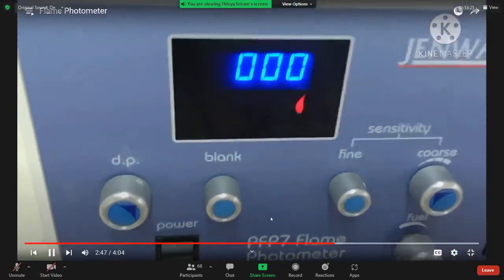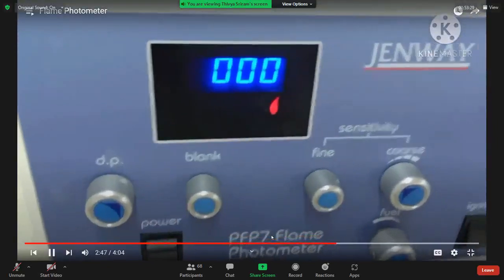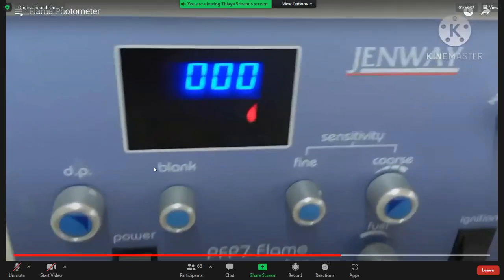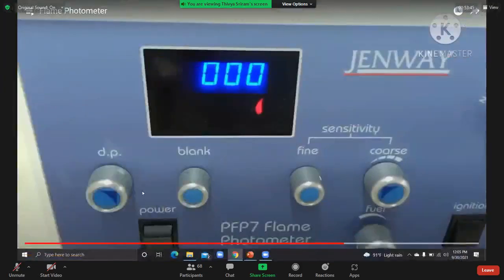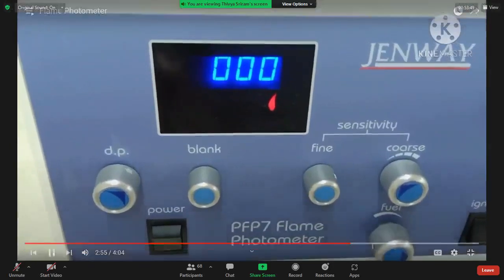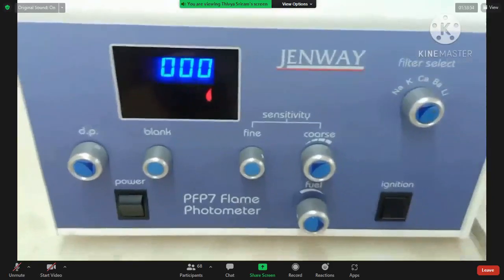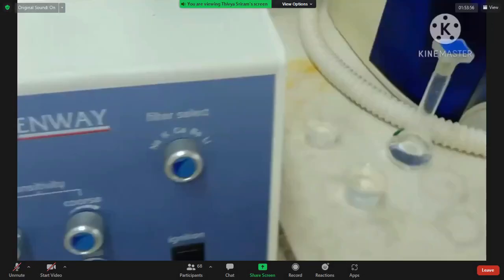So there are only two adjustments. Here for the blank, we are using the distilled water. Here we have to place that small tube inside the distilled water. After that, you have to get the 0 setting in the flame photometer. Adjustments we need to do: we have to adjust the highest concentration, and we have to adjust the blank. So those are the only two things required to do the calibration.